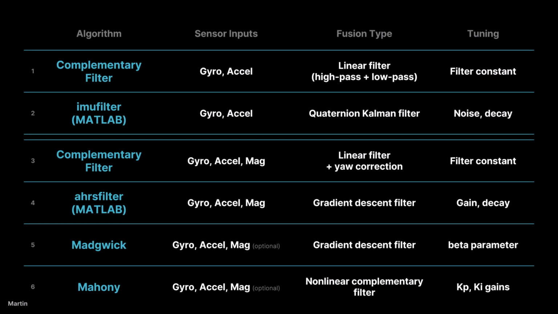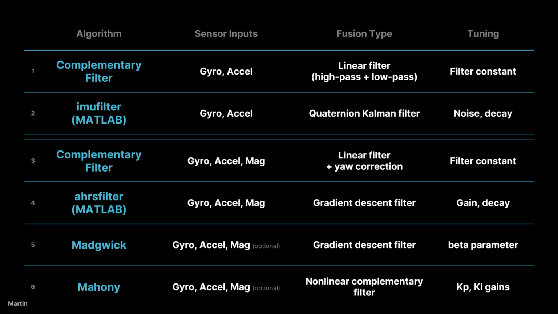To summarize, the complementary filter fuses gyroscope, accelerometer, and magnetometer data by blending short-term gyroscope accuracy with long-term sensor stability. It's simple but needs manual gain tuning. The imufilter uses a Kalman filter approach to estimate orientation and correct gyroscope drift, offering good accuracy with optional automatic tuning. The AHRS filter is also based on an extended Kalman filter, but incorporates magnetometer data for full 3D orientation.